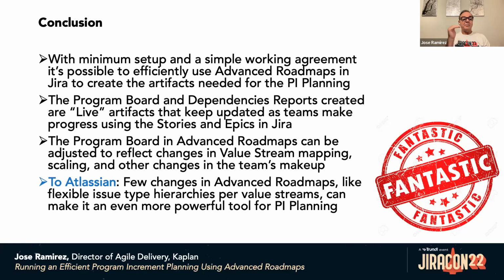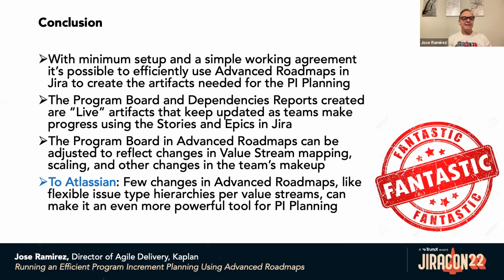The second is that the program board and dependency report created here are live artifacts. So they are not static artifacts; they are live artifacts that keep updated as teams make progress using stories and epics. So if, for example, you reprioritize one epic, that is reflected immediately in the program board. If you create another story with another dependency, that's reflected immediately in the program board and the dependency report.